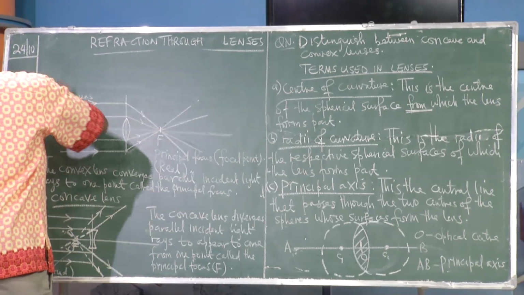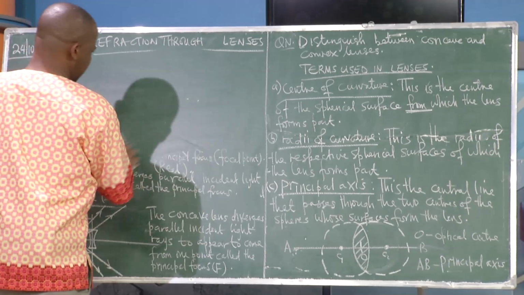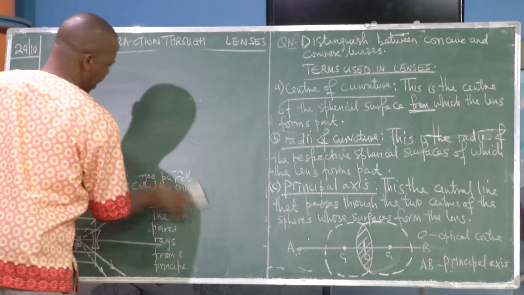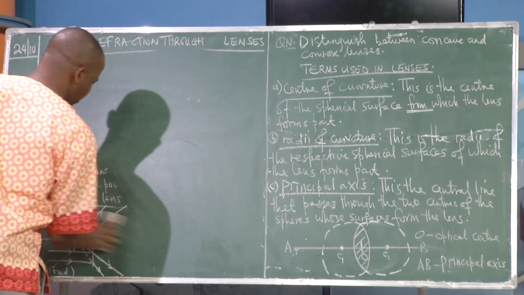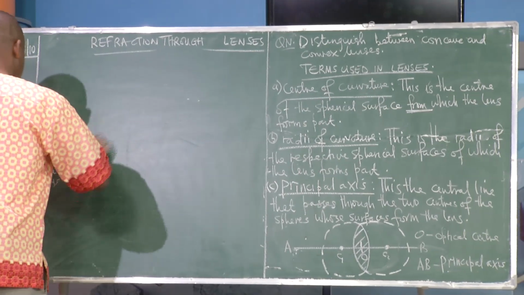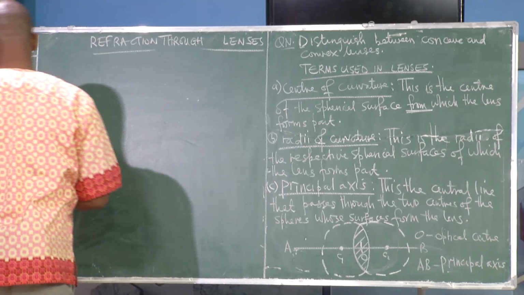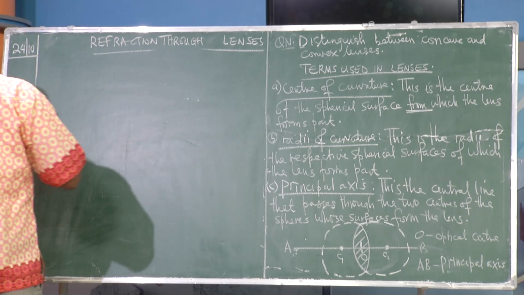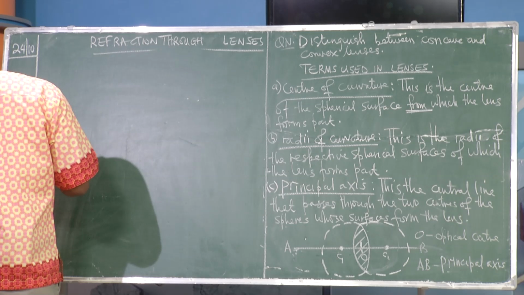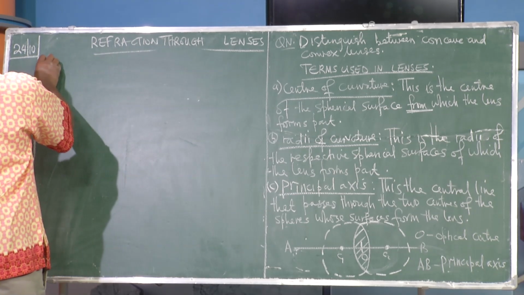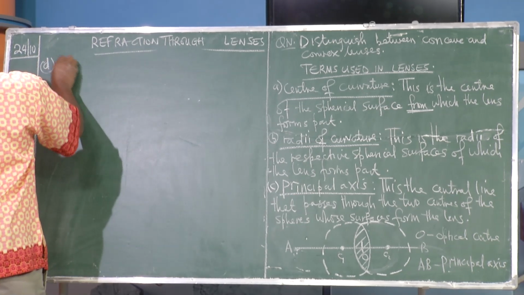So the next term we are looking at is the optical center. By its position, it suggests that we can say it is a point in the middle of the lens. It is the point in the middle of the lens that is the optical center.